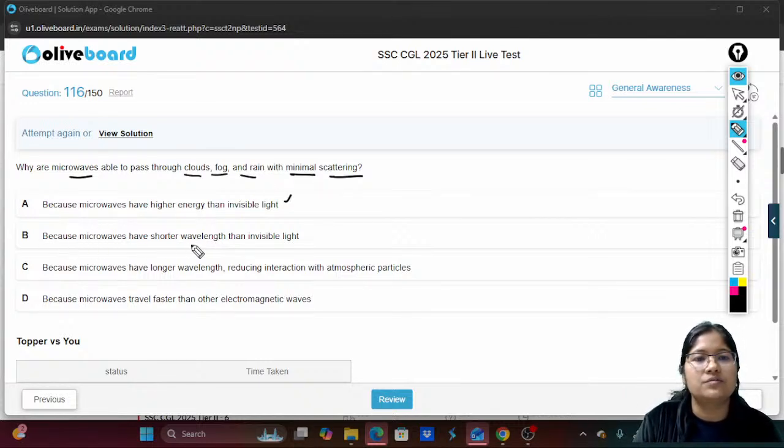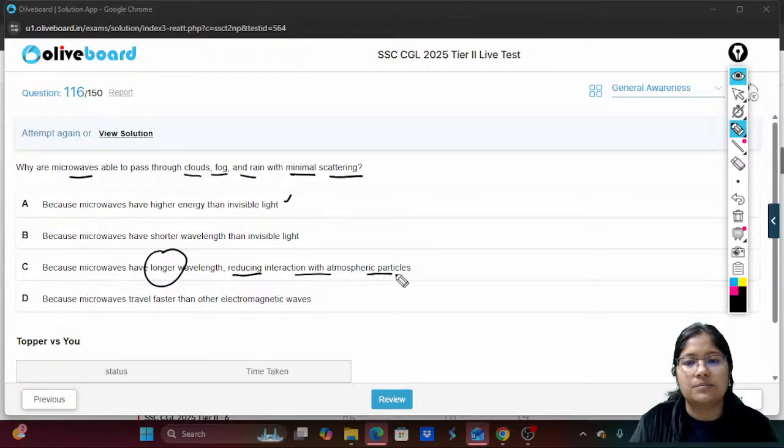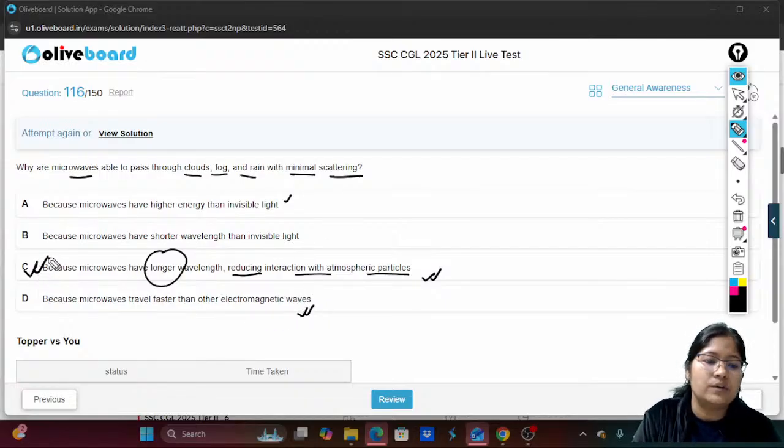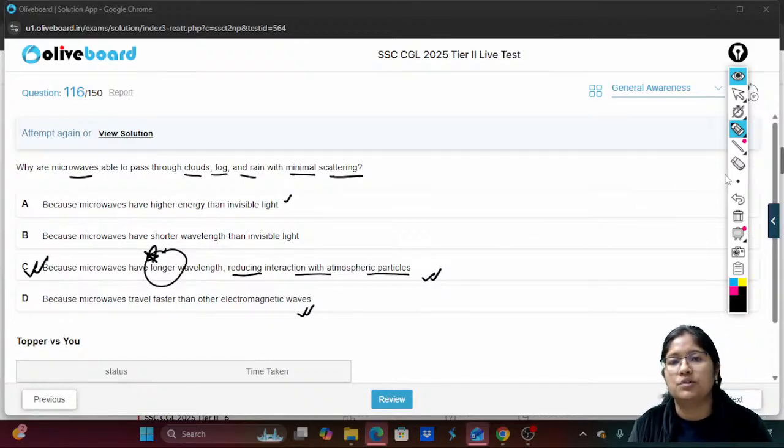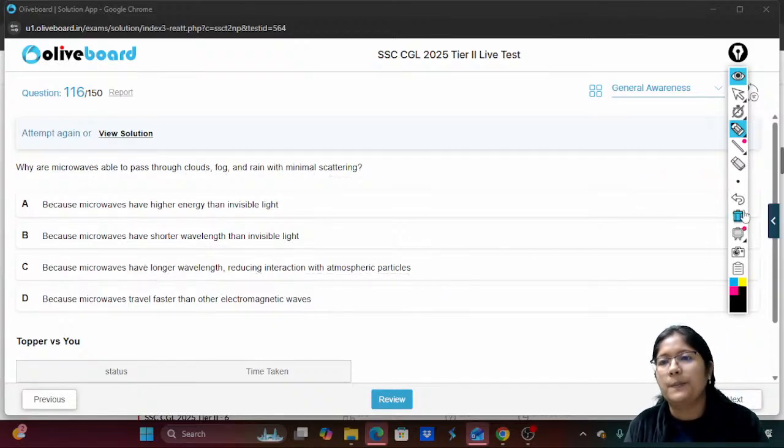Because microwaves have shorter wavelengths than visible light, because microwaves have longer wavelengths, reducing interaction with atmospheric particles, because microwaves travel faster than other electromagnetic waves. So which is the best answer? Because microwaves have longer wavelengths, reducing interaction with atmospheric particles.